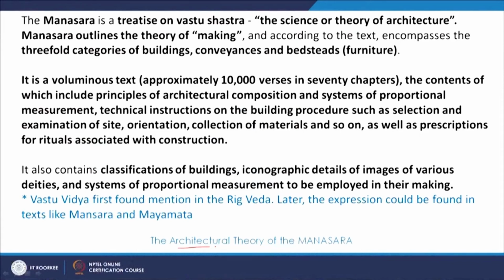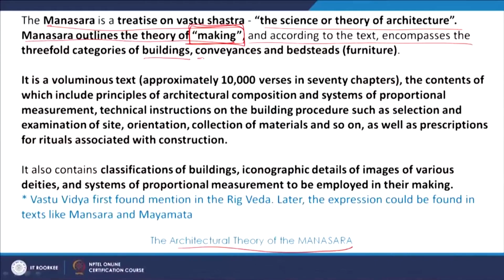Also, I would like to discuss very briefly this interesting architectural theory of Mansara, because we are talking about these systems in traditional Indian architecture. So Mansara is a treatise on Vastu Shastra, the science of theory of architecture. Mansara outlines the theory of making, so it also has these systems of making in place. It discusses those, and according to the text encompasses the threefold categories of buildings, conveyances and furniture.